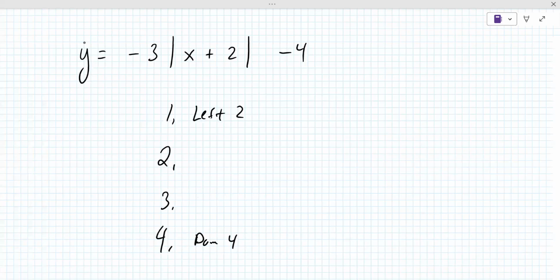And for -3, it's a shrink if it's between 0 and 1. Is that number between 0 and 1? No, okay, so it's a stretch. And number 2, reflection over the x-axis.